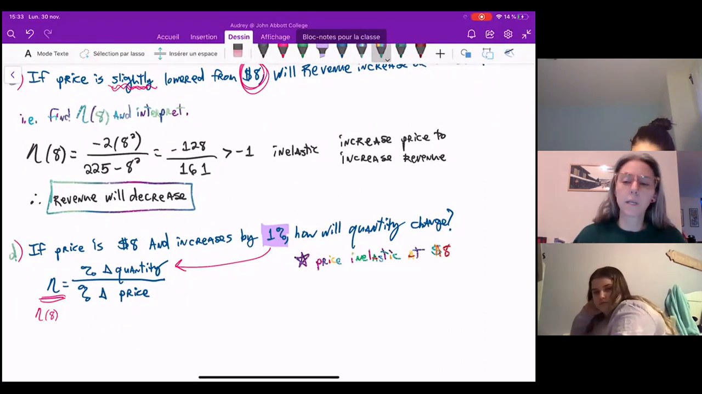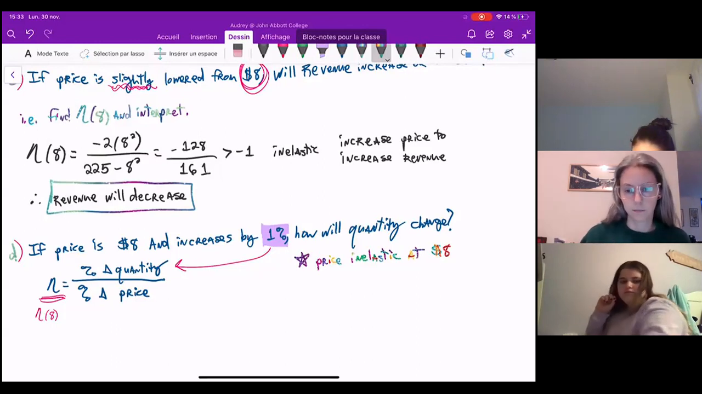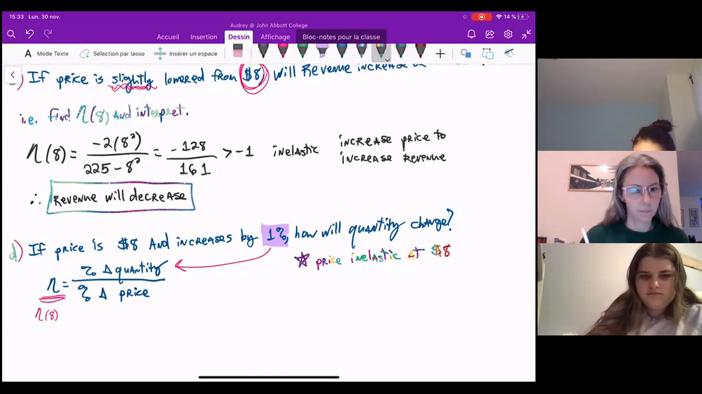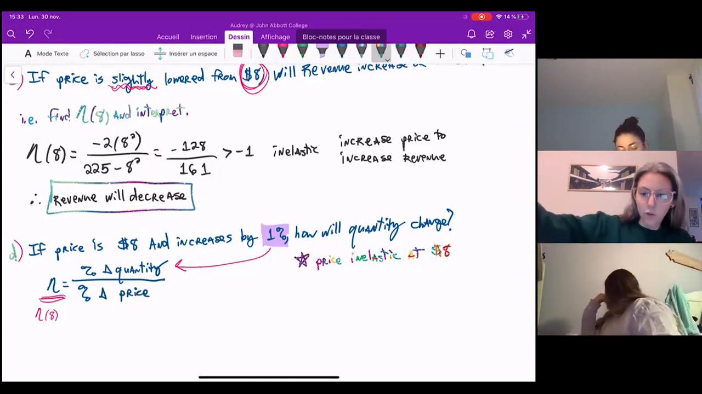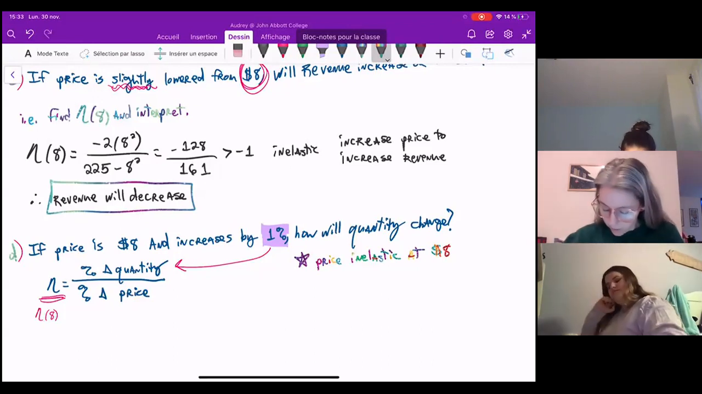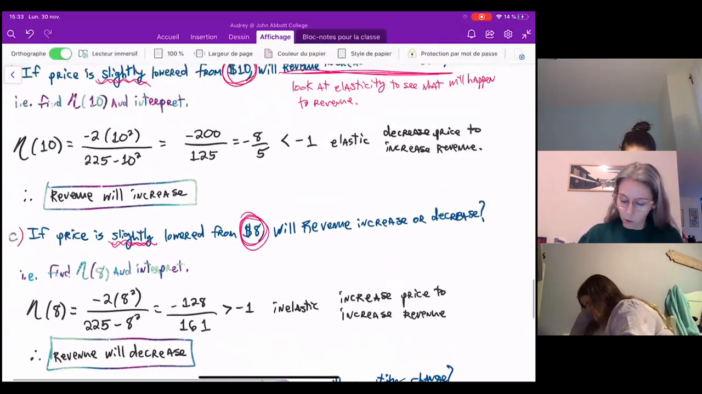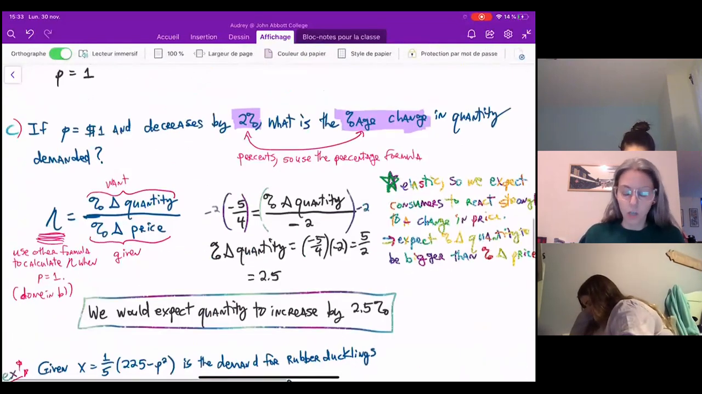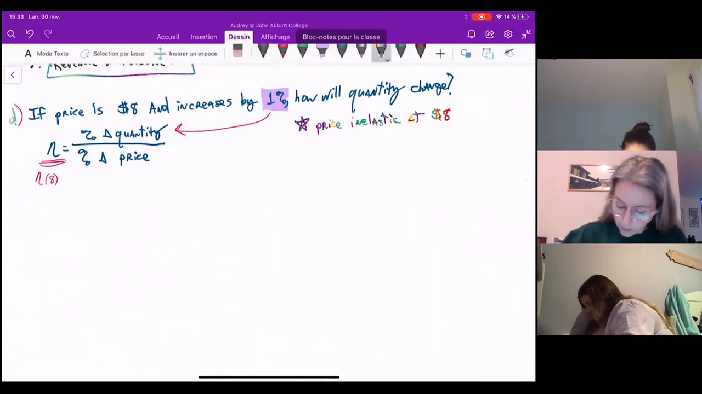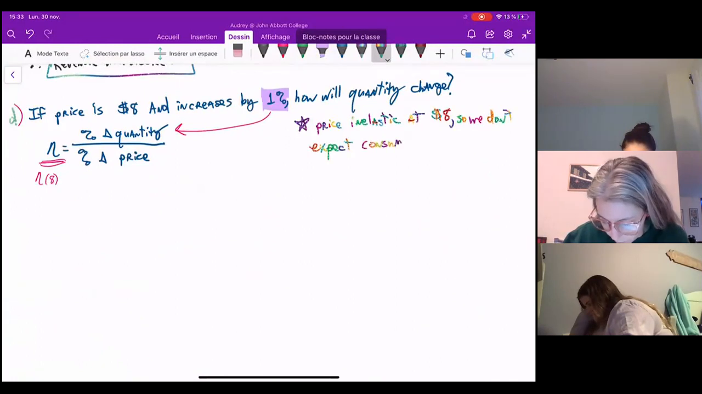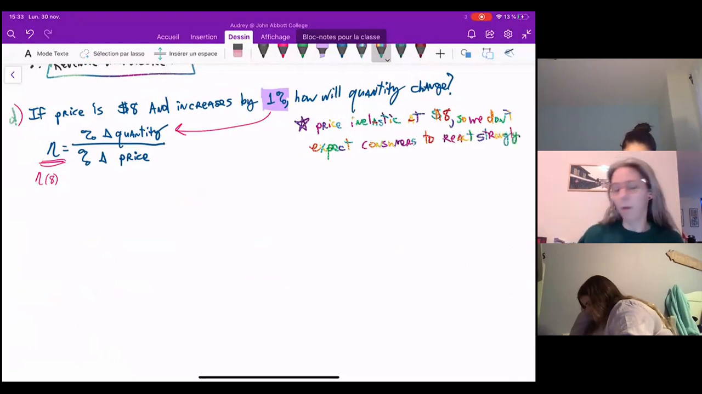So with inelasticity, do we expect the consumer to react strongly or not? Not. Elastic is strongly, inelastic is not strongly. As we set up here, elastic goes with strong reaction, inelastic goes with not strong reaction. So we don't expect consumers to react strongly. Before I even start this problem, I can say that my expectation is that quantity will not change by as much as price. Since price is changing by 1%, I expect quantity to change by less than that.